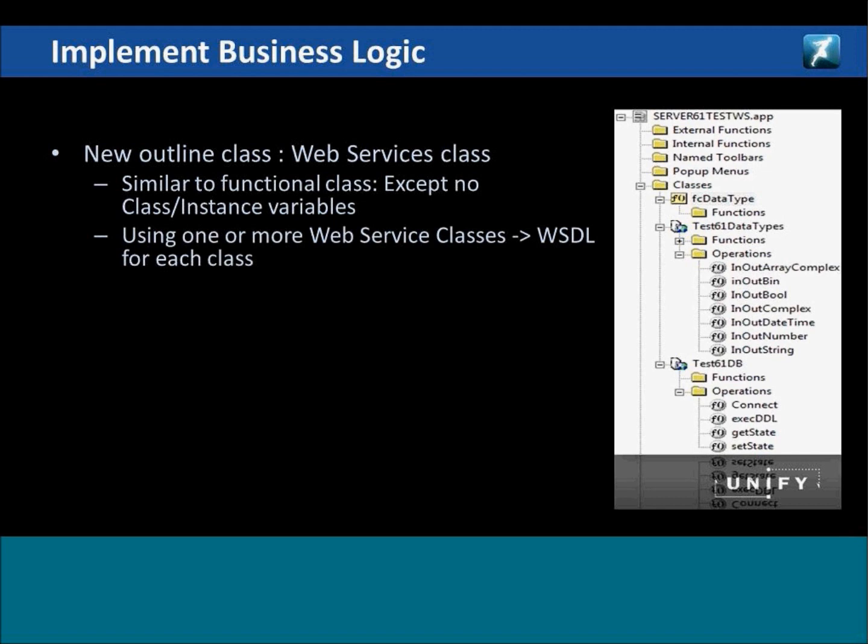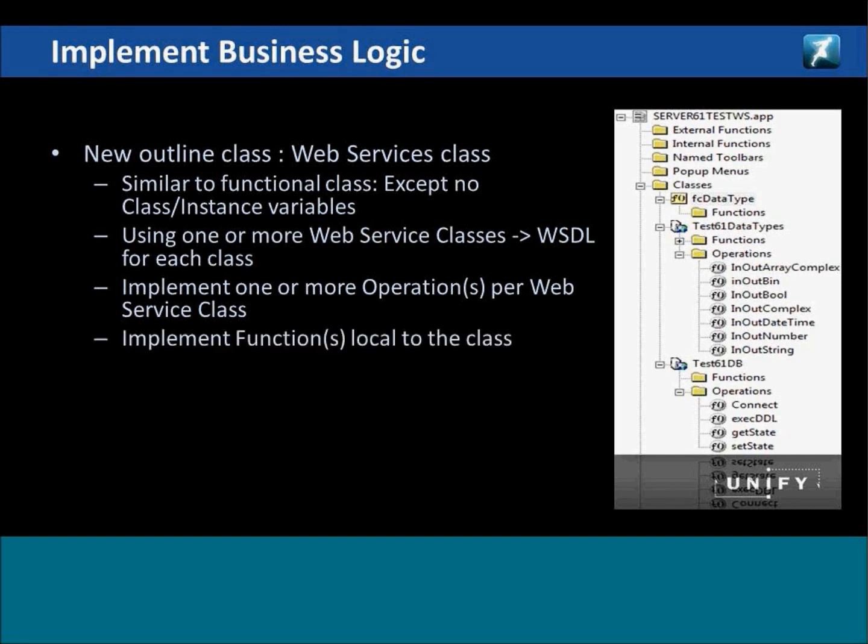Using one or more web service classes, you get a WSDL for each class. So for every web service class you create in Team Developer, you will get a WSDL file when you compile or deploy the DLL at the end. You can implement one or more operations per web service class. That's just like with functional classes that you might have used in the past: one functional class can have multiple functions. And that's pretty much the same with web services.